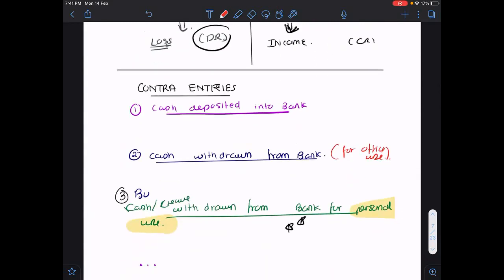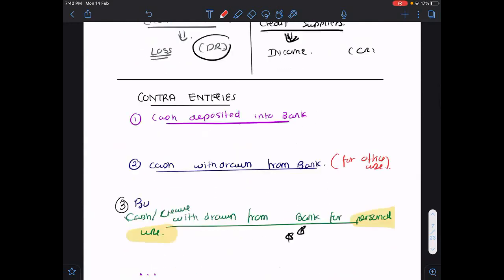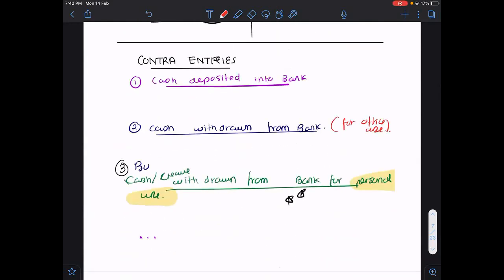Contra entry, cash deposited into the bank. मतलब cash is paid into the bank. So कैश के कॉलम में जाएगा और बैंक के कॉलम में आएगा. So bank debit, cash credit. अब बैंक के डेबिट के कॉलम में लिखेंगे ना, तो व्हाट यू विल राइट इन द डिटेल्स? Cash with a C. ओके फाइन.